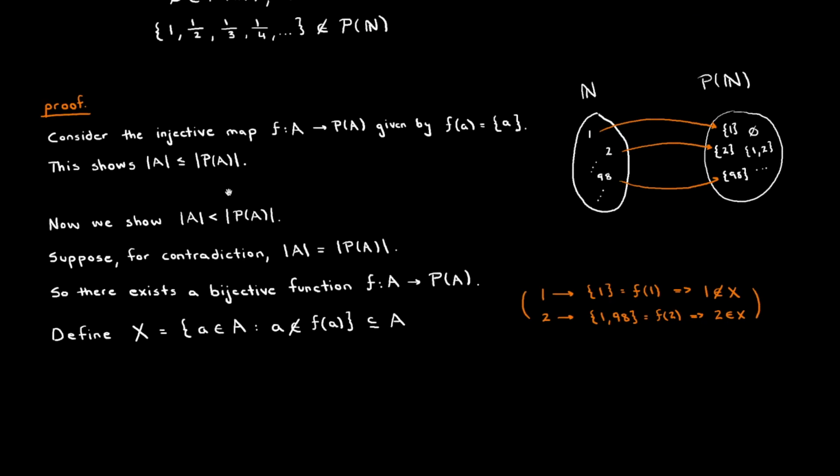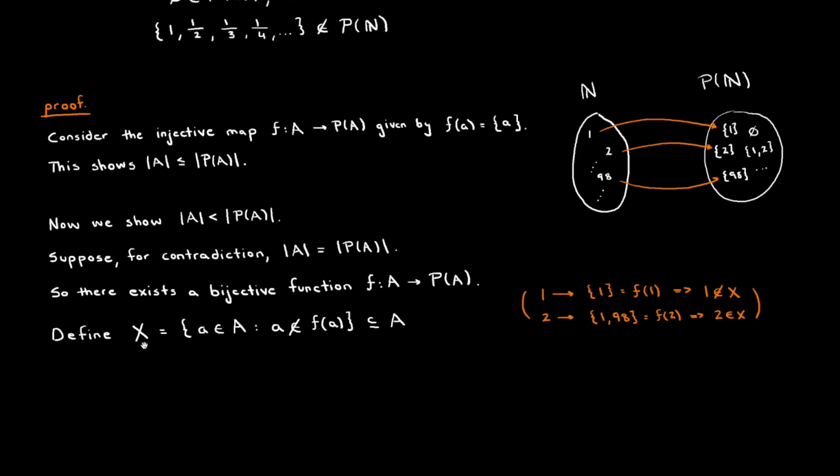Now we can show that the cardinality of A is strictly less than the cardinality of the power set of A. And to do this, we will argue by contradiction. We will suppose that the cardinality of A is equal to the cardinality of the power set of A. Well, if that's the case, then there must be a bijection between these two sets. So there exists a bijective function, let's call it f, that maps A onto the power set of A. And now let's define the following set.